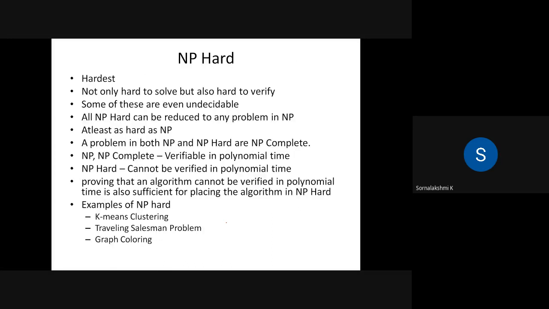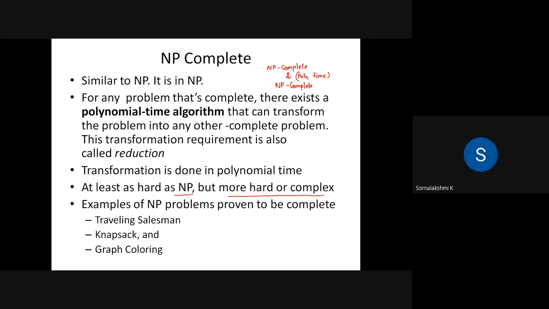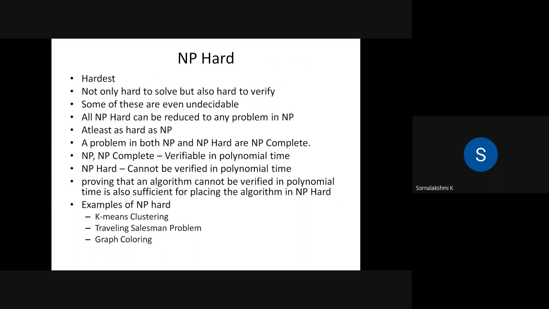And the next is NP hard. It is not only hard to solve, but it's hard to verify also. Some of these problems are even undecidable, and in NP complete there are close to 2,000 or 3,000 problems from theoretical computer science. They keep adding problems to NP complete. And in NP hard, the most important thing is that there are very, very hard problems that are even undecidable. I cannot even tell if I can construct a Turing machine, or whether it is computationally solvable or not. I cannot even make that decision.